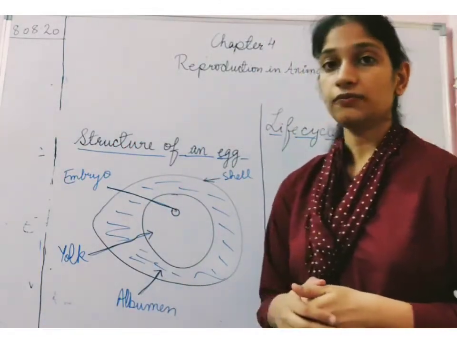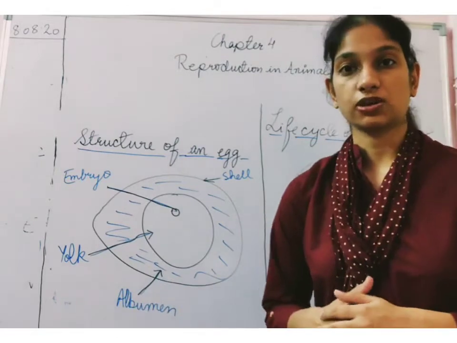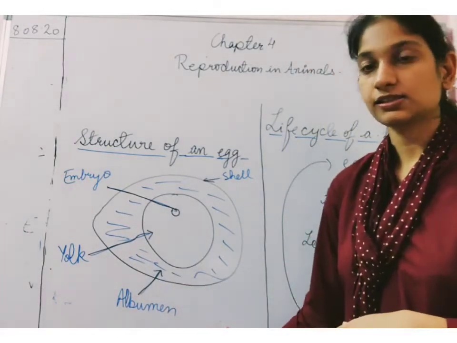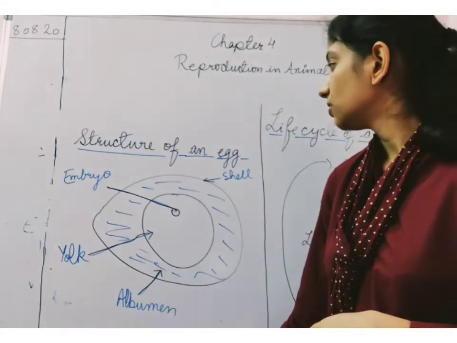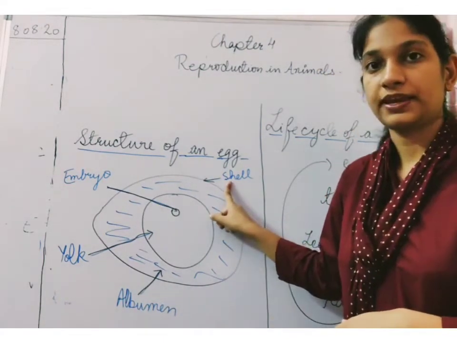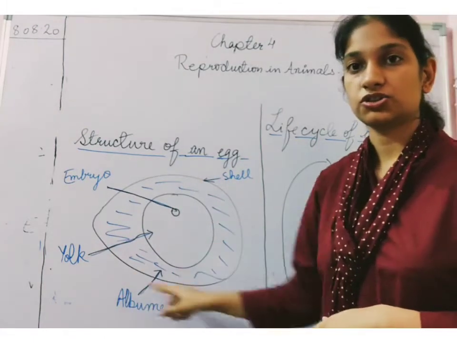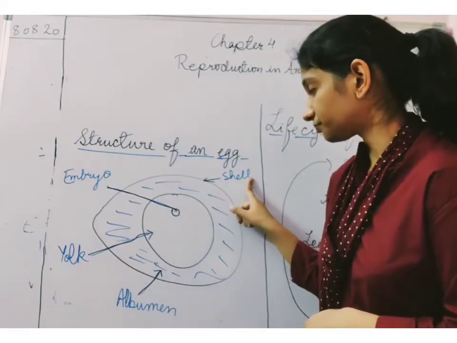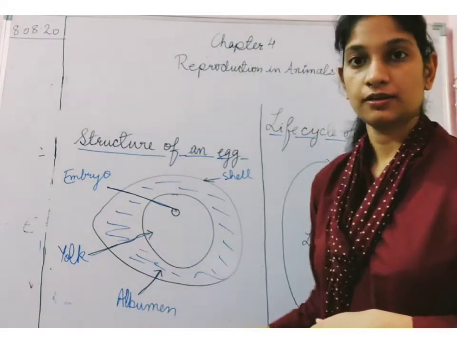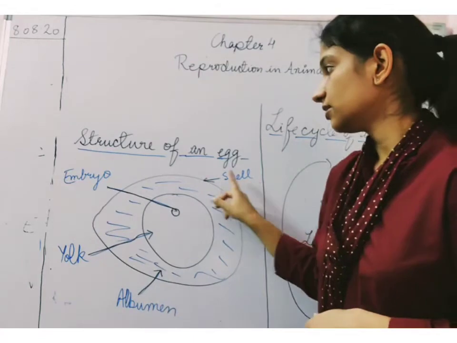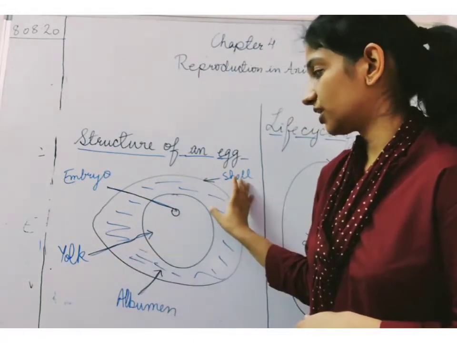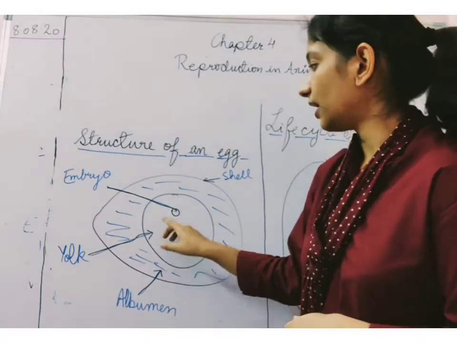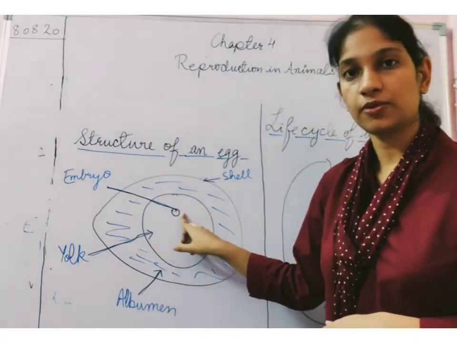If we talk about a bird's egg, we are talking about the structure of an egg today. The egg basically looks like this. It is given in your book itself. It has an outer shell. The white part that we see is the outer shell of the egg. Inside the eggshell there is a yolk. This is the yellow part, that is the yolk, and inside the yellow part there is an embryo.